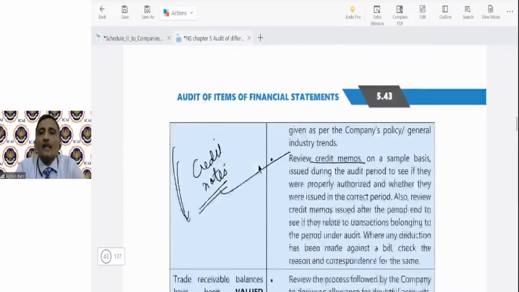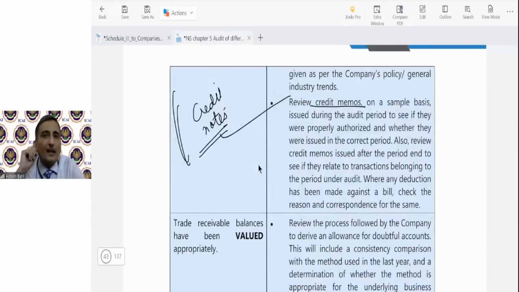So credit notes means, say, you have raised an invoice to a customer. Obviously, what accounting entry are you going to make? You are debiting the customer and crediting the sales. That is how a trade receivable balance would be created in the books of account.